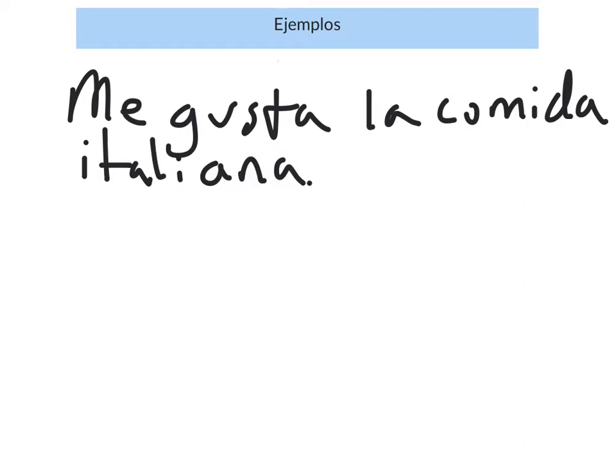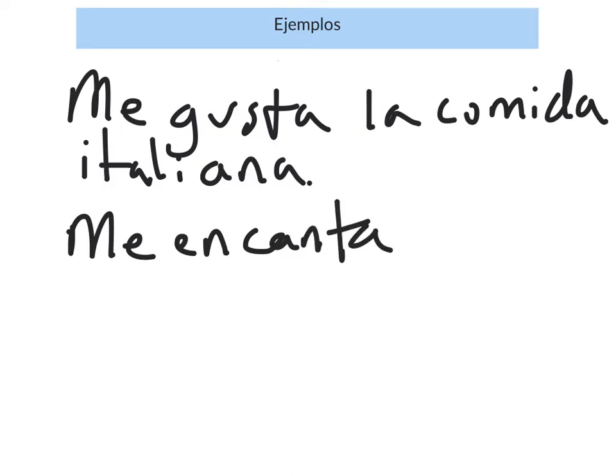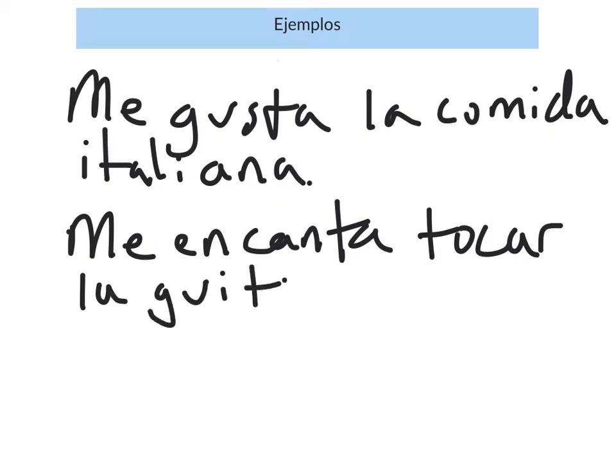The next sentence we'll look at uses the verb encantar. Me encanta tocar la guitarra. I love to play the guitar, or playing the guitar makes me really, really happy.